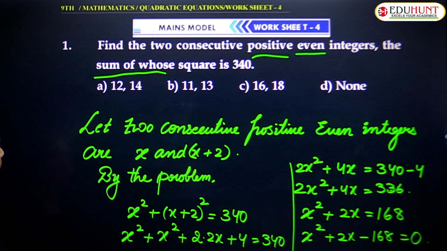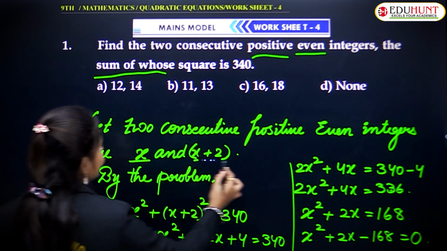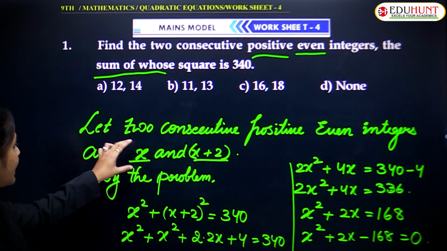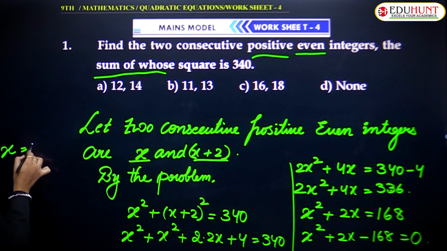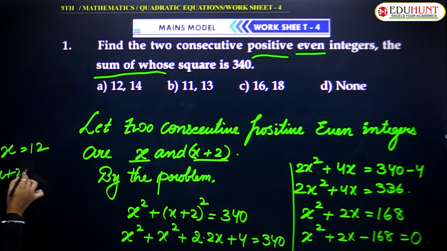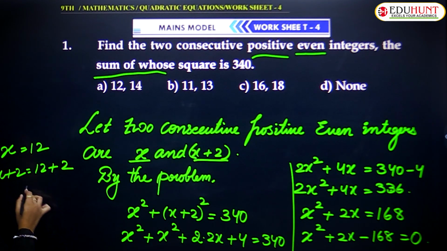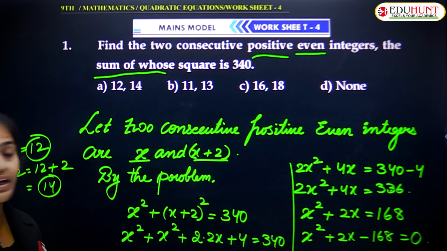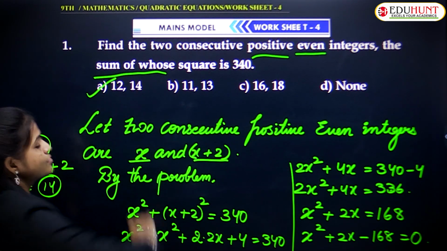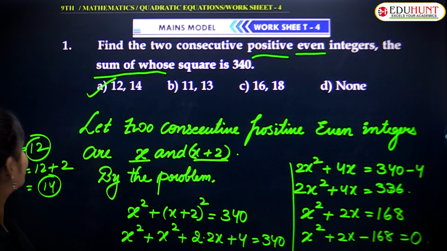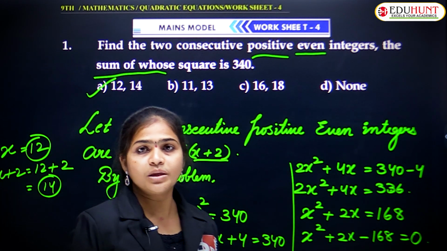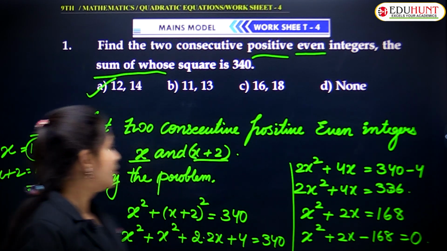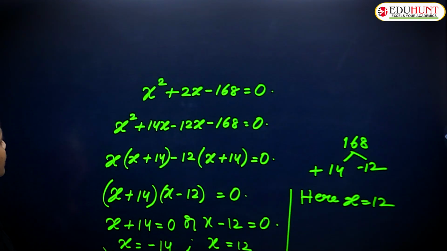Previously we got two values. What are those? x and x plus 2. So x is equal to 12 we got, and x plus 2 is equal to 12 plus 2, which is equal to 14. So 12 and 14 are the values. Understand? So which option is correct here? Yes, option 1 is true. Okay, so let us see the next question.